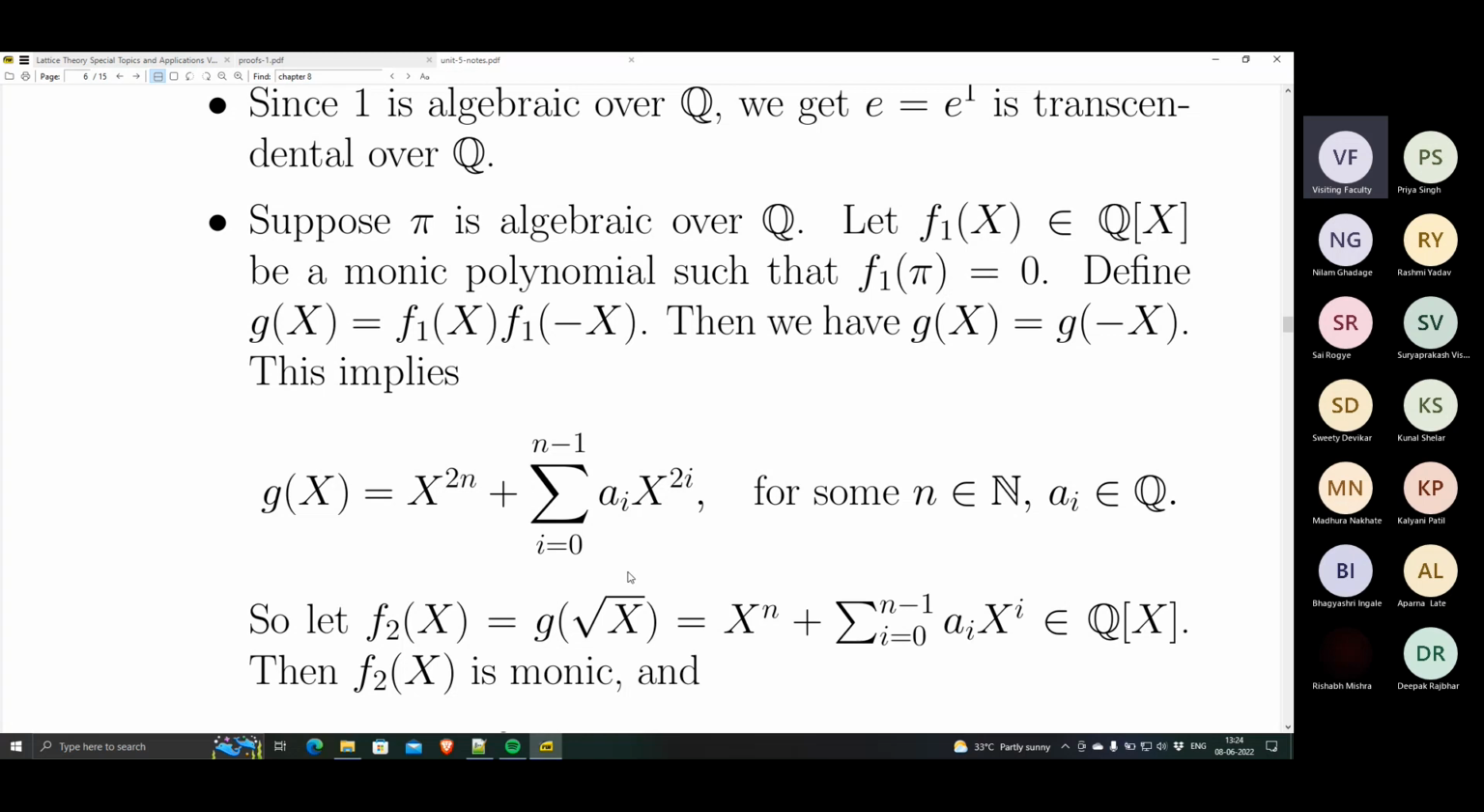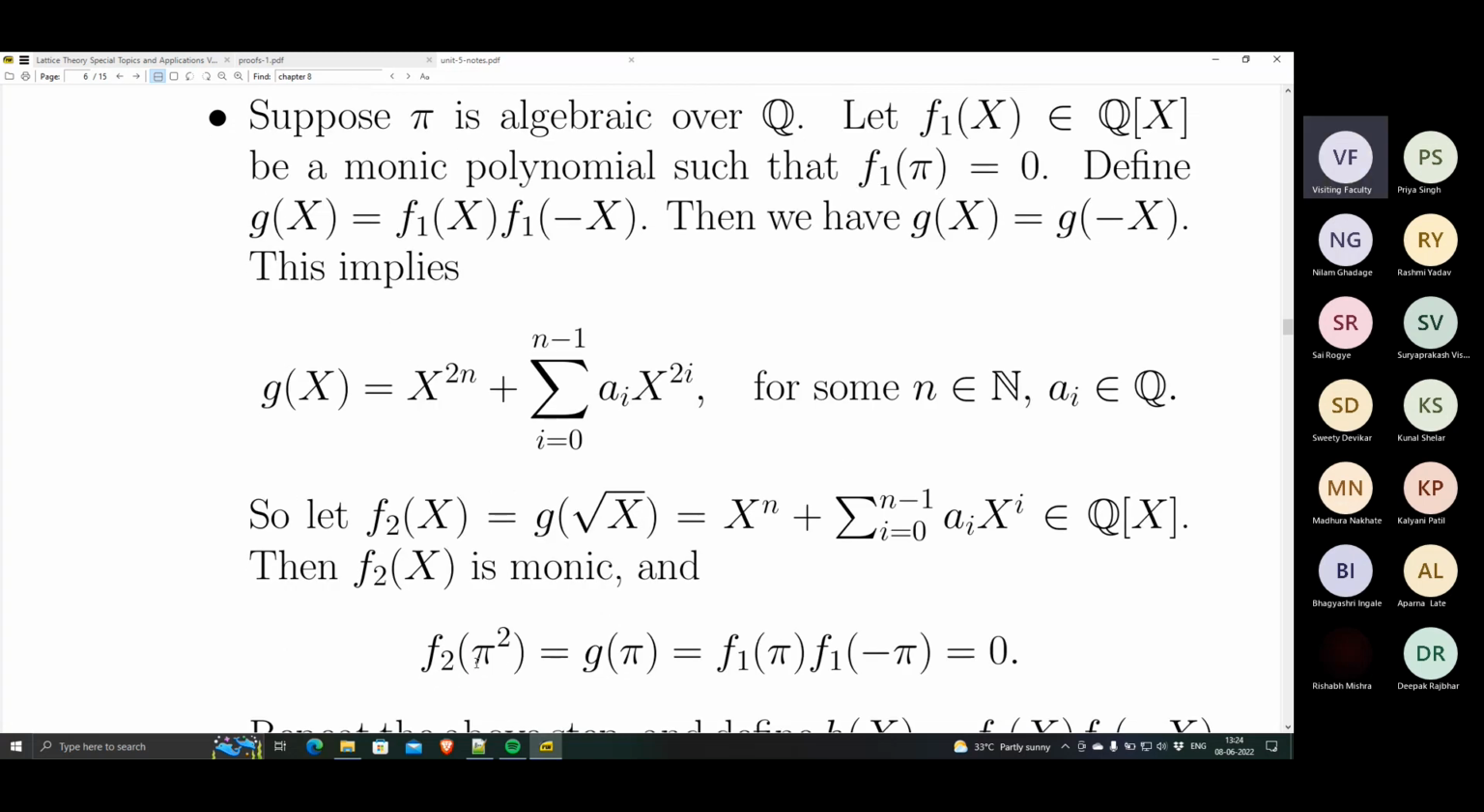So f2 is again monic. f2 is g of square root x. So from f1 of x, we have come to f2 of x. What property does f2 satisfy? Note that f1 of pi was equal to 0. Now if I take f2 of pi squared, that will be equal to 0, because you put x equal to pi squared in f2, and that is equal to g of square root of pi squared, which is g of pi.